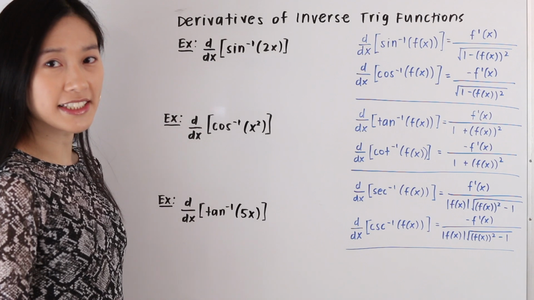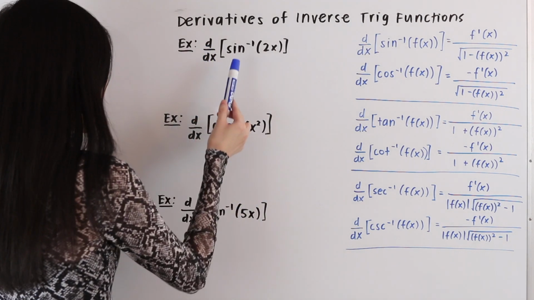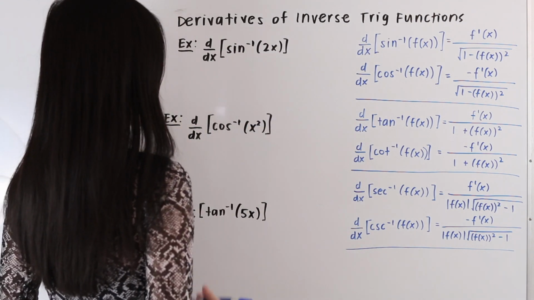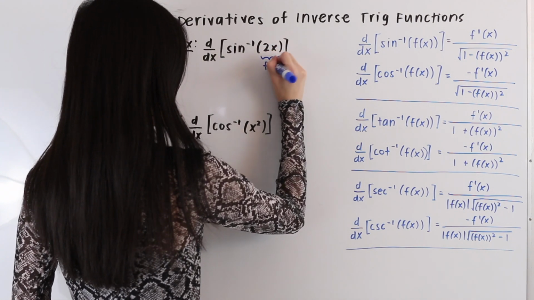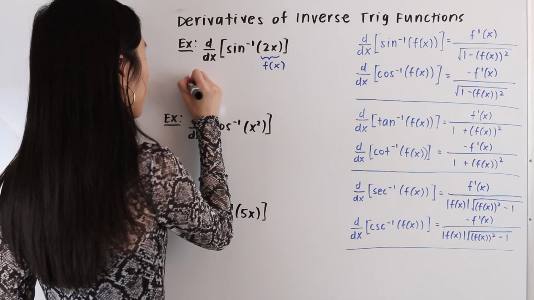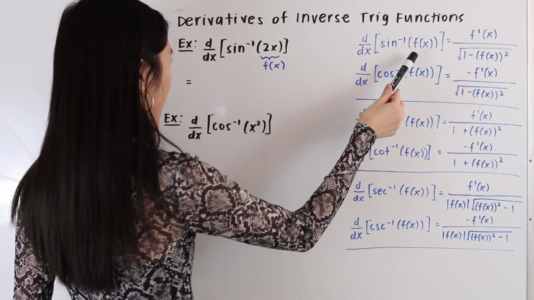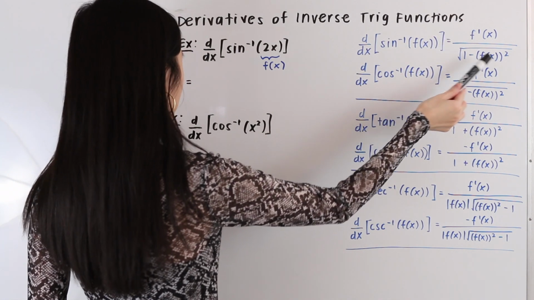So let's take a look at these examples. In this first example, we have the derivative with respect to x of inverse sine of 2x. As our first step, let's determine what f of x is equal to. So f of x here is equal to 2x. Now let's find our derivative. The derivative with respect to x of inverse sine of f of x is equal to f prime of x over the square root of 1 minus f of x squared.